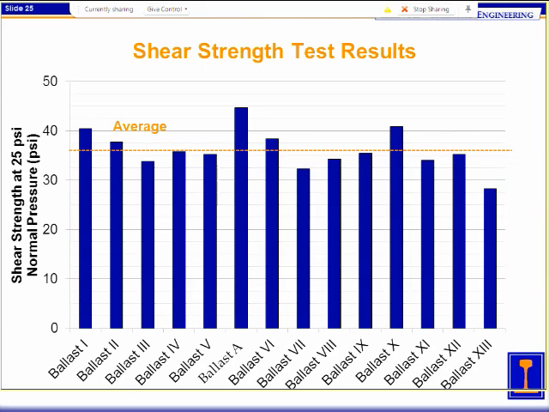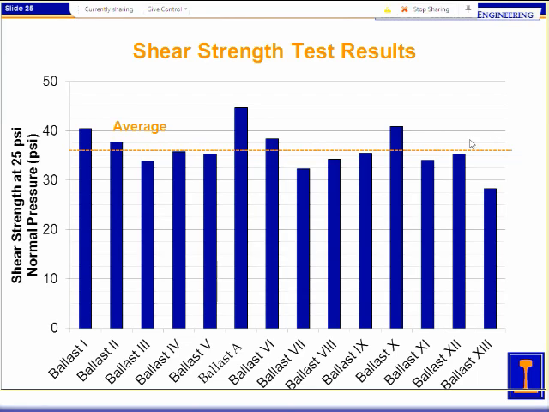A little bit easier. We've now narrowed it down to a single confining, interpolated normal stress. In this case, this is at 25 psi, your middle range, and we've got some high ones. Ballast A here is the highest at a pretty high, about 44 or so psi. Ballast 13 all the way down at about 22 psi, 24.